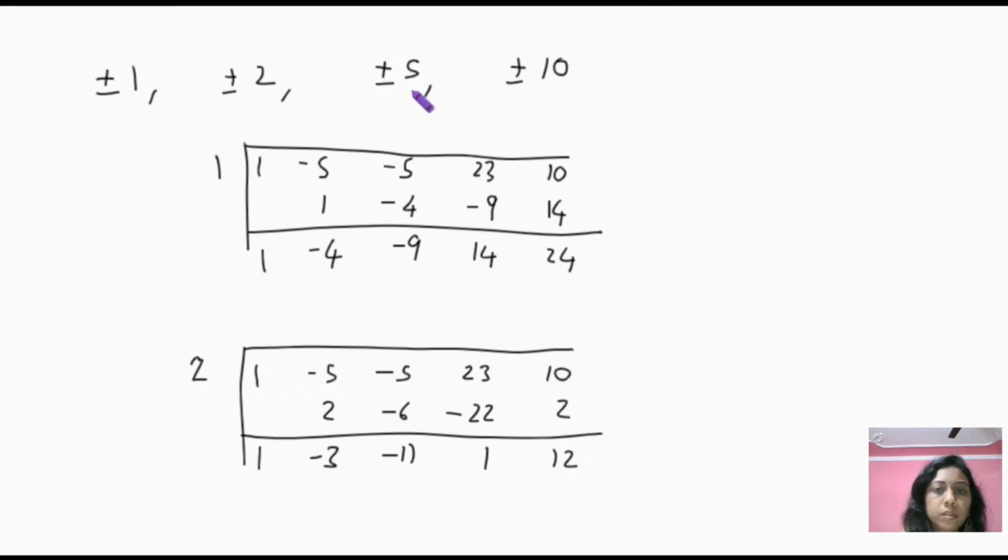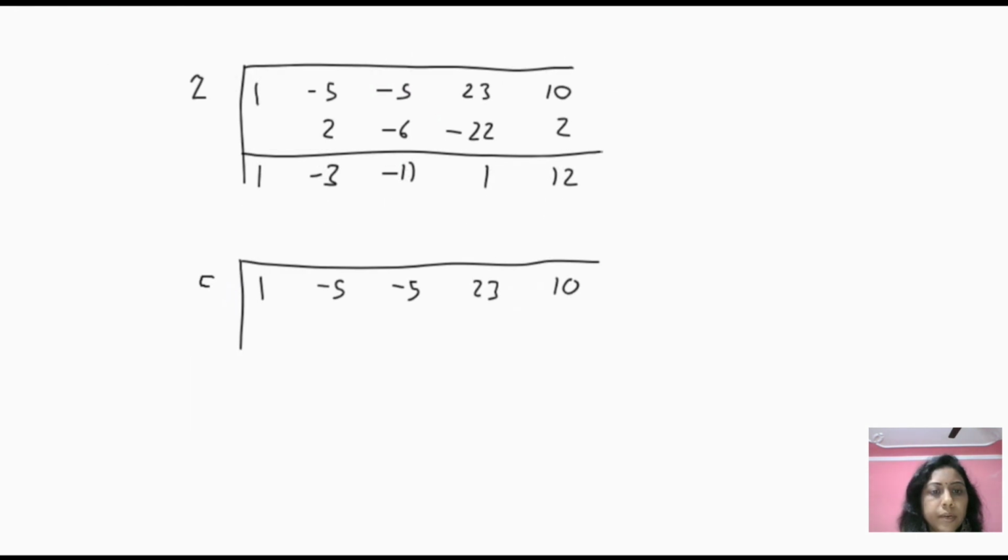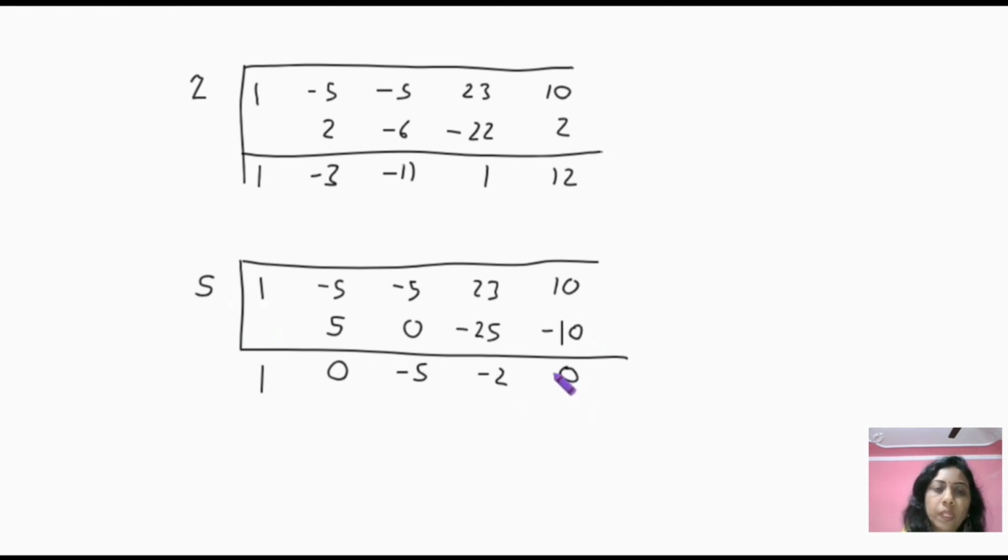Let's check with 5. We can divide by 5. Now bring down here 1. 1 times 5, 5. This is 0. 0 times 5, 0. Minus 5. Minus 5 times 5, minus 25. It's minus 2. Minus 2 times 5 is minus 10. And finally we got 0. It means 5 is a zero of the given polynomial.